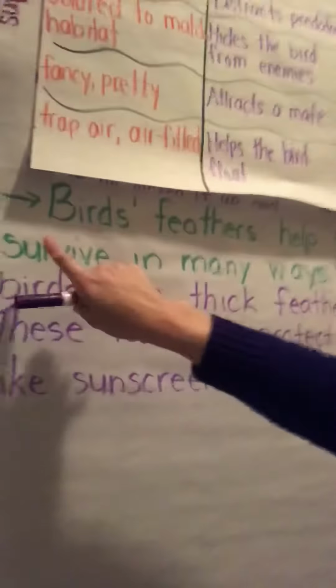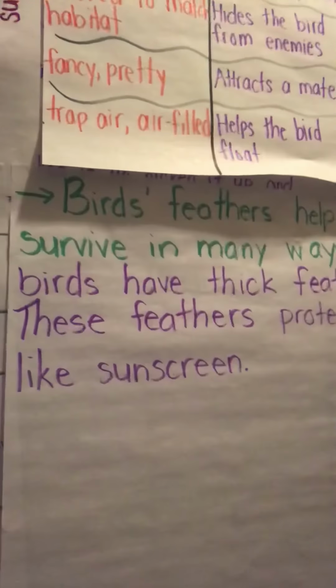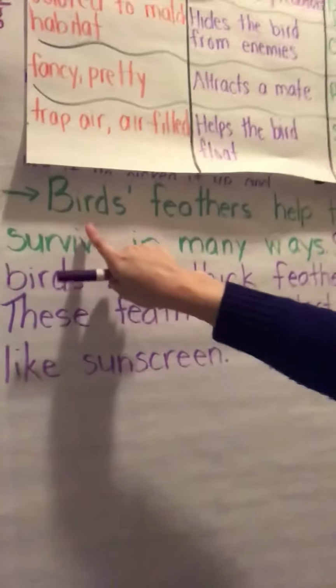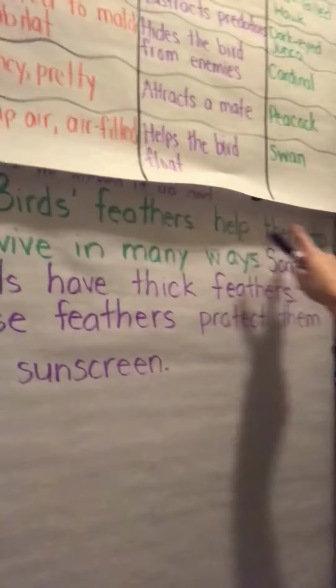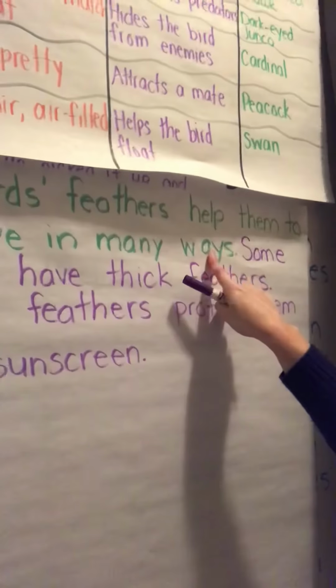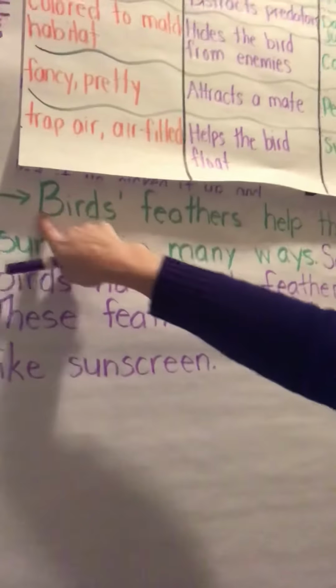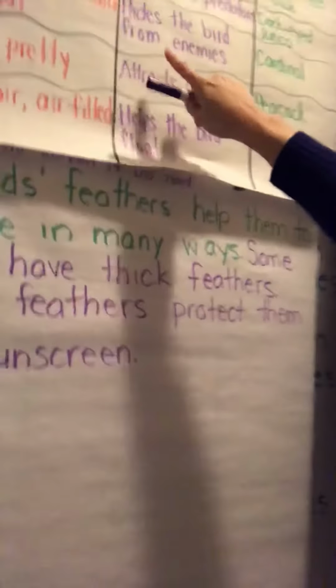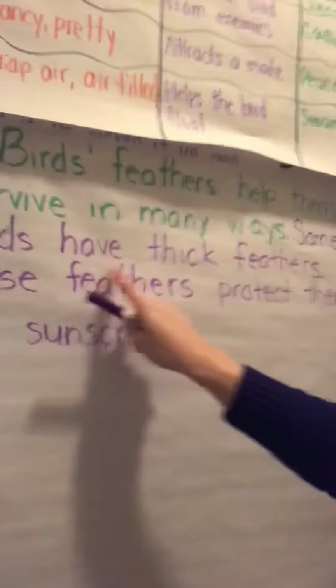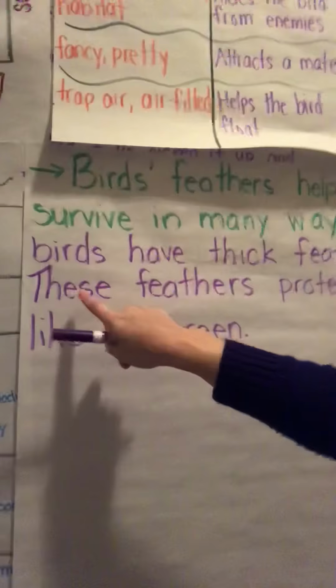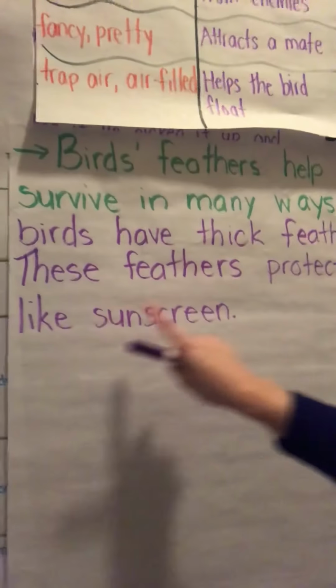So that's where we're going to stop for today. Again, we did our topic sentence or focus statement, which tells me what we're going to talk about. Our focus statement says birds' feathers help them to survive in many ways. And again, I do the indent so they know where to start my paragraph. Then after our focus statement, we came up with our detail. Using our class notes, we said that some birds have thick feathers. But that still didn't tell me how they use them to survive. So then I had to add more information: these feathers protect them like sunscreen.